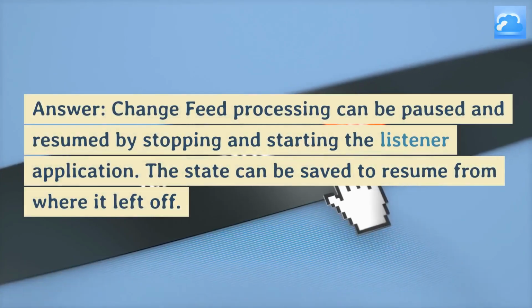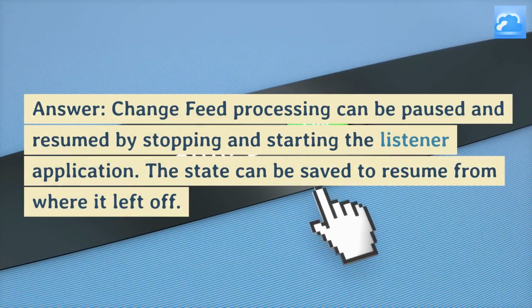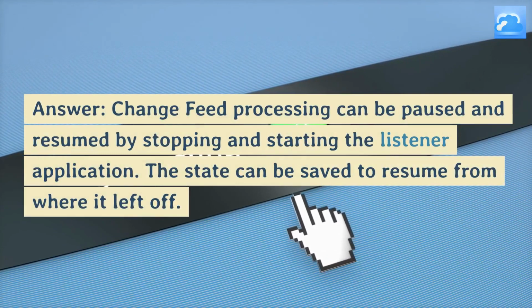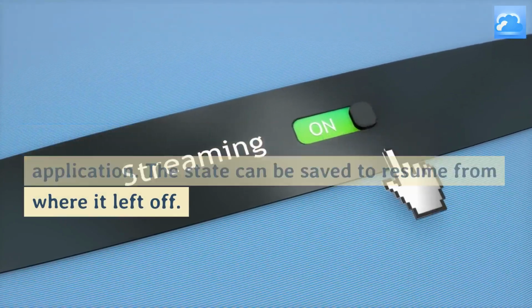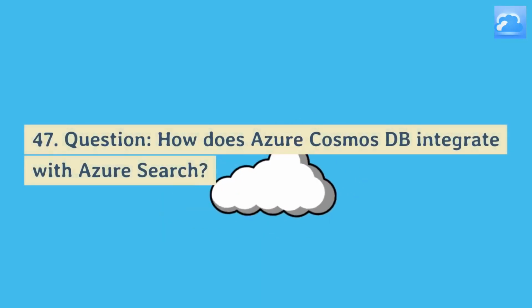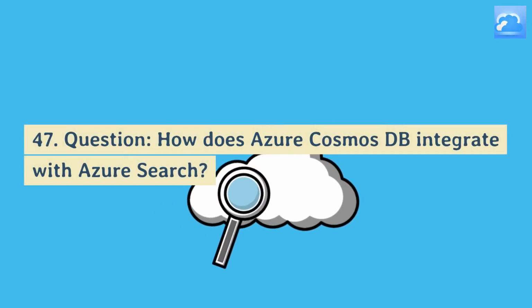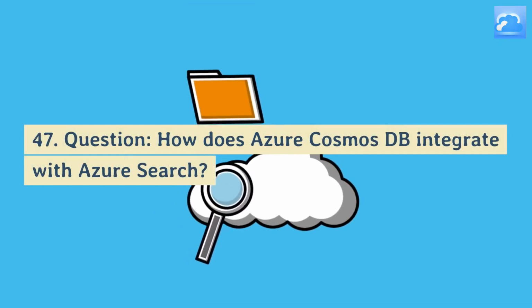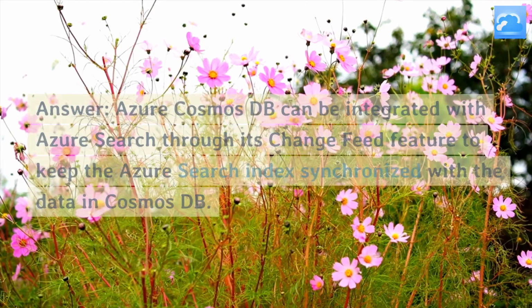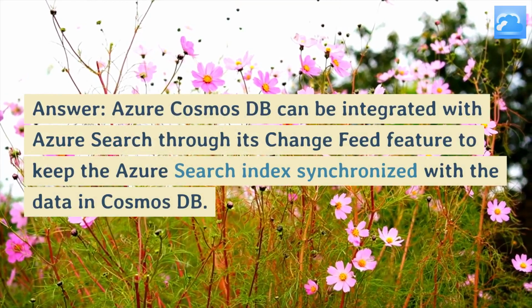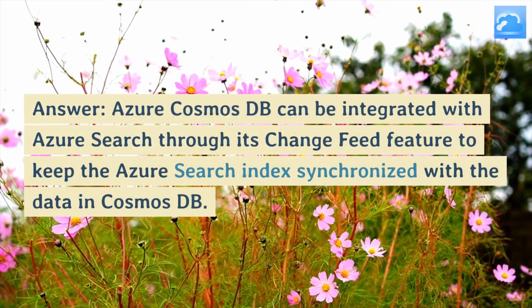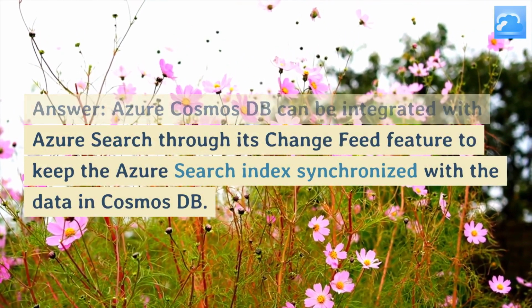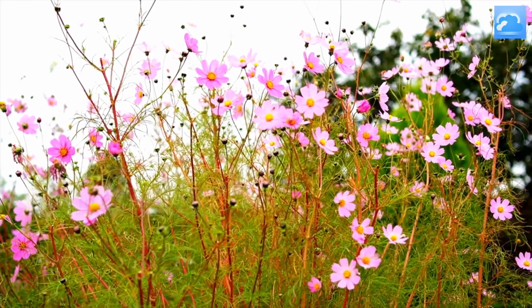46. Question. Can you pause and resume change feed processing? Answer. Change feed processing can be paused and resumed by stopping and starting the listener application. The state can be saved to resume from where it left off. 47. Question. How does Azure Cosmos DB integrate with Azure Search? Answer. Azure Cosmos DB can be integrated with Azure Search through its change feed feature to keep the Azure Search index synchronized with the data in Cosmos DB.